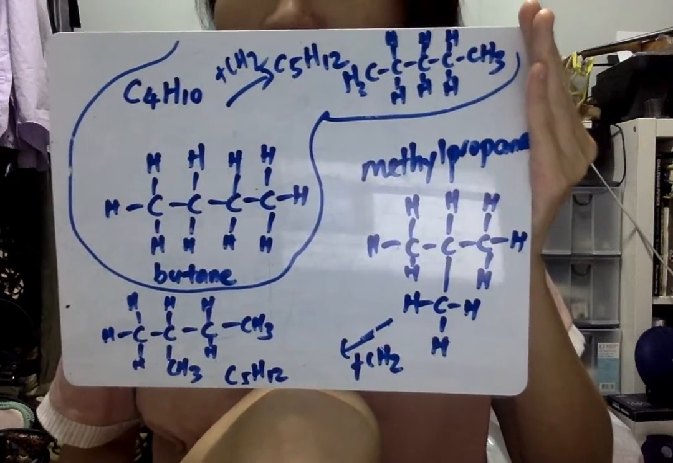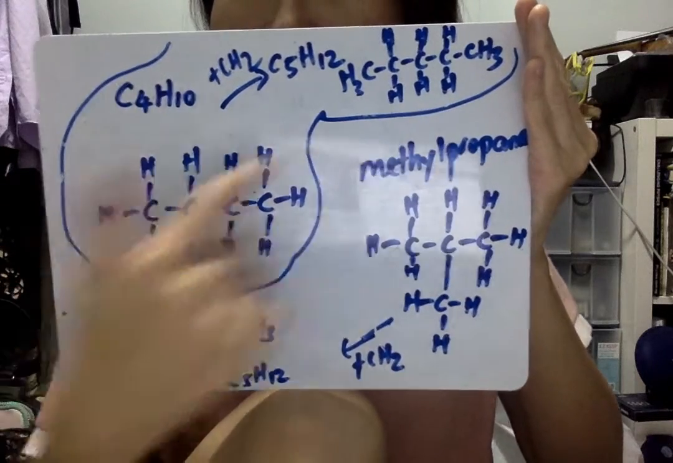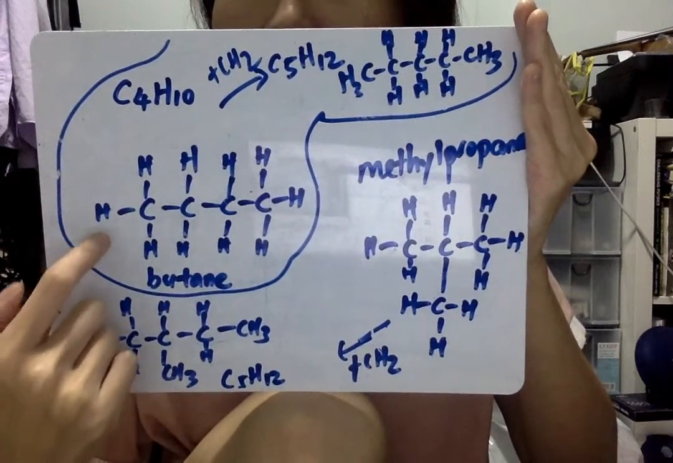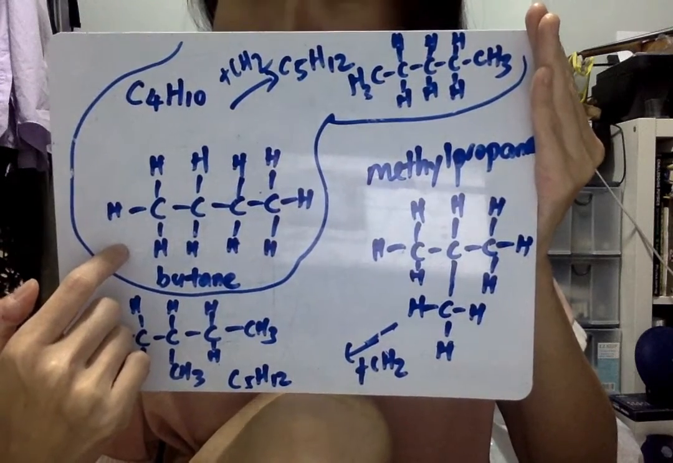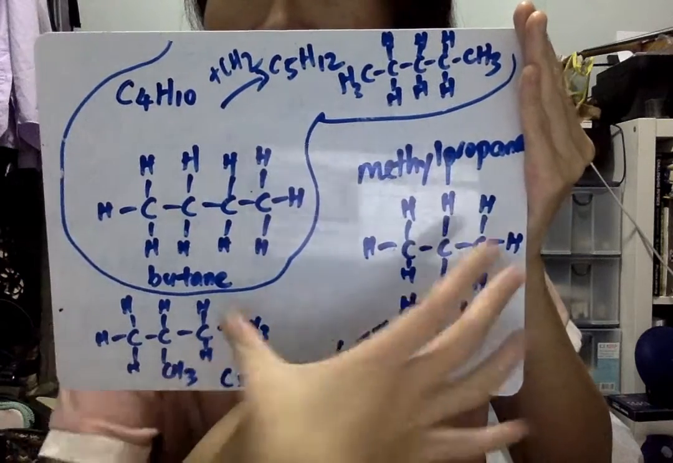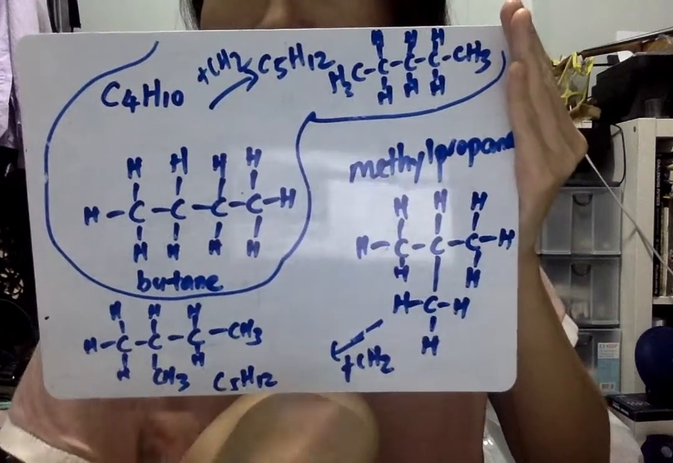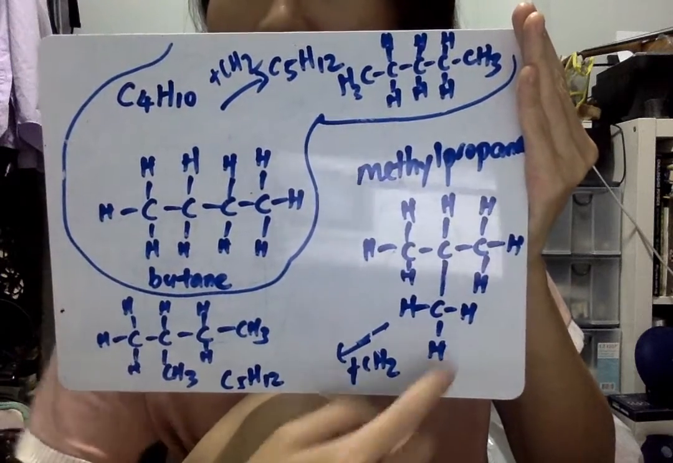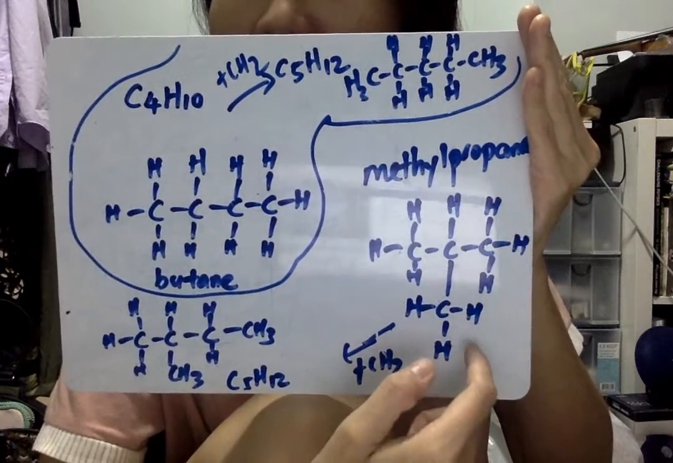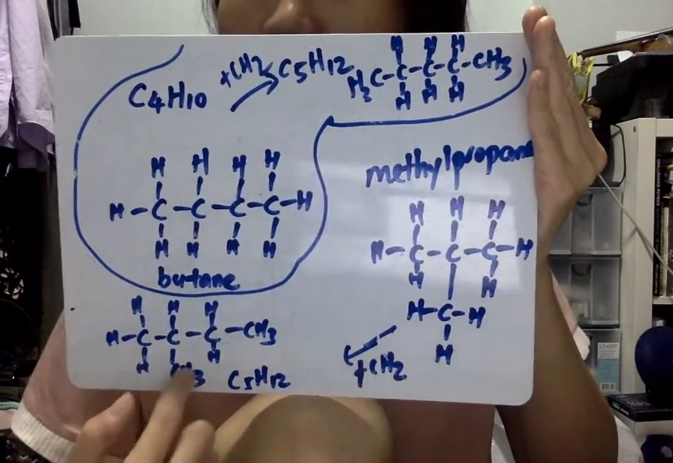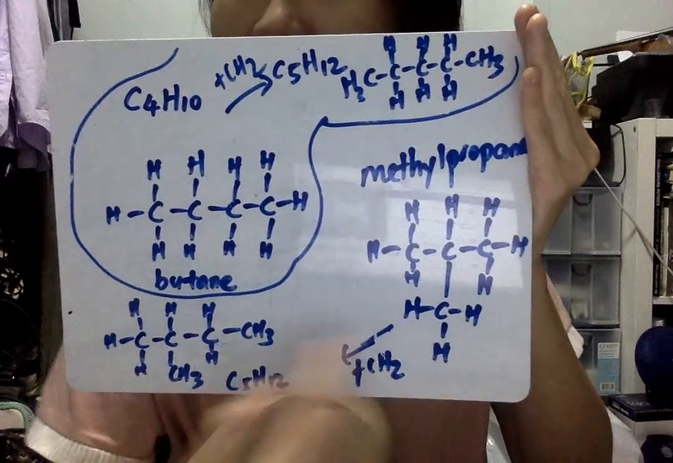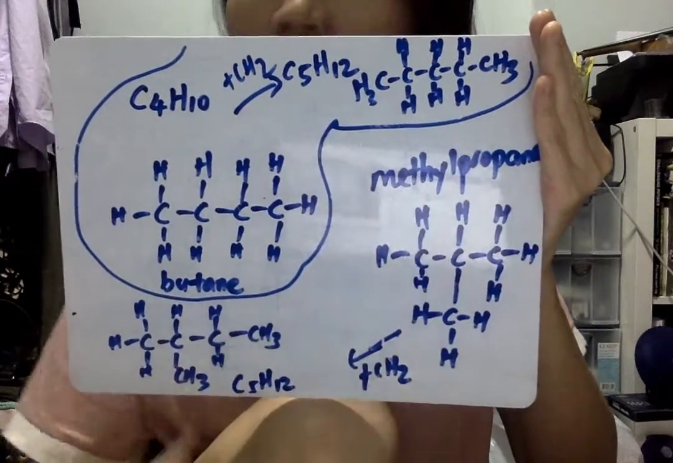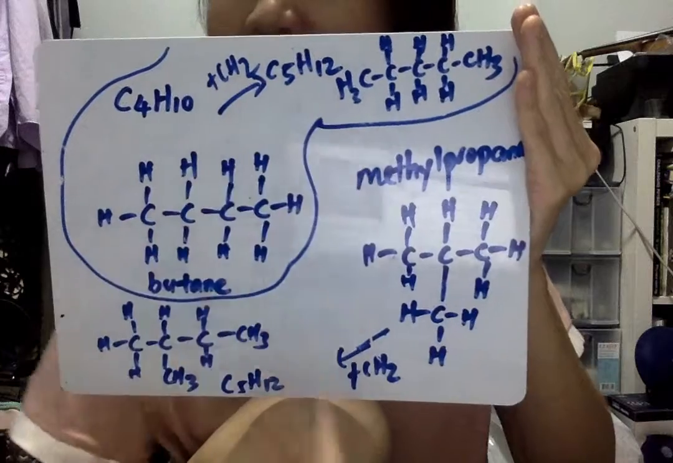What about the general formula? From here to here, can you see that the increase is a CH2 group? So the general formula will be CnH2n+2. What about this homologous series? From here to here, it also increases by a CH2 group. And you can also tell that the general formula for these two compounds are the same too, okay? It's CnH2n+2. So even though these two sets of molecules are from different homologous series, they are alkanes, they do have the same general formula.